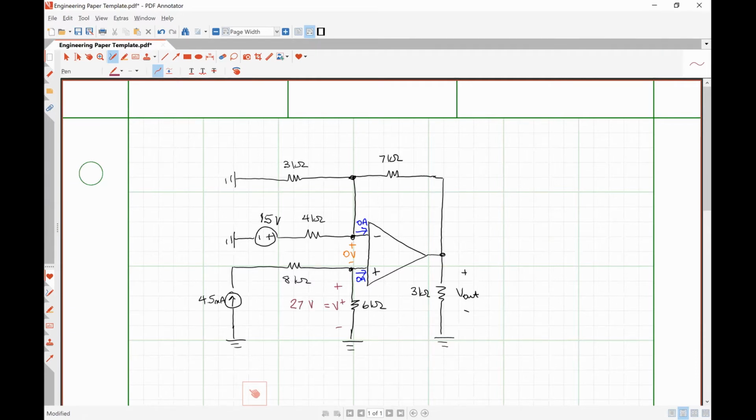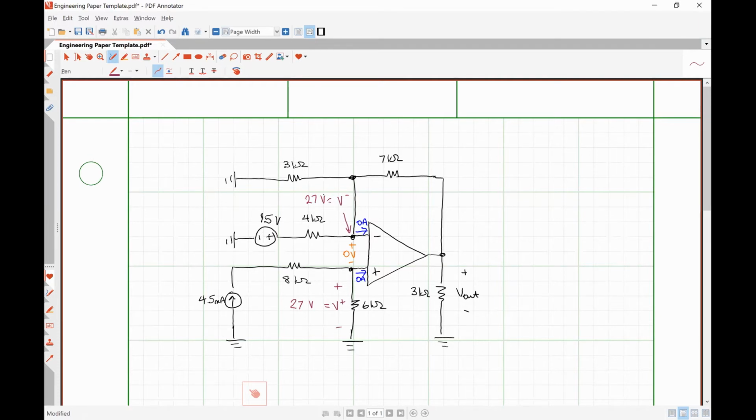All righty. Now that we know that voltage, applying our first ideal op-amp constraint that there's no voltage drop across the input terminals, that means this voltage at the inverting input terminal must also be 27 volts, right? Yep. Okay, so what can we do from here to figure out what our output voltage is?